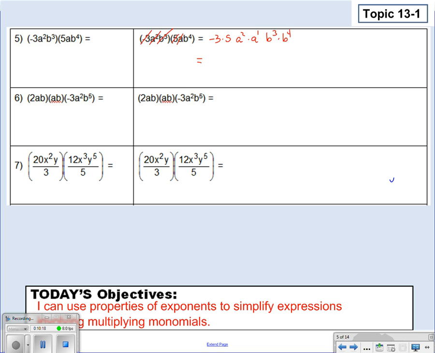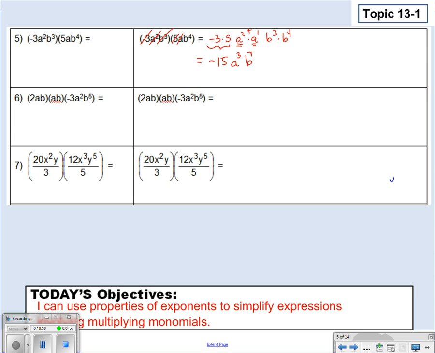So our final answer, negative 3 times 5 is a negative 15. We have a to the 3rd power and b to the 7th power. Again, we're same bases, we can add those exponents. 2 plus 1 is 3, 3 plus 4 is 7.